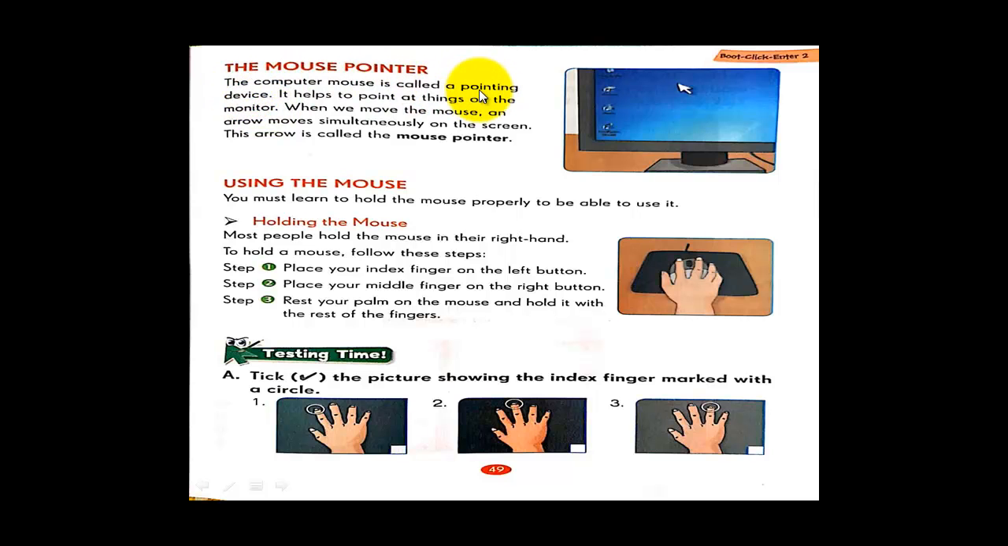Okay, the computer mouse is called a pointing device. It helps to point at things on the monitor. The example you can see here, right now I'm pointing at the sentence which I'm reading now. It helps to point at things on the monitor. This is the monitor which is displayed here. The page is displayed here. I'm using the mouse to point at the sentence which I am reading right now.